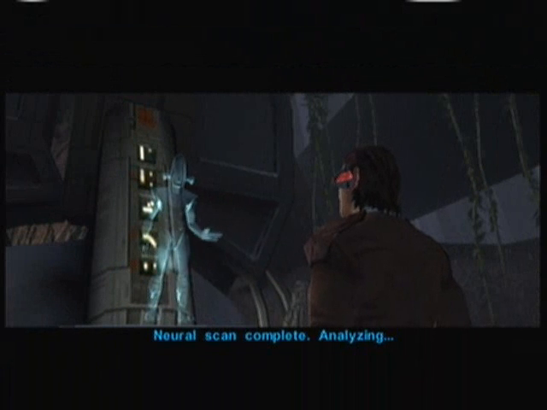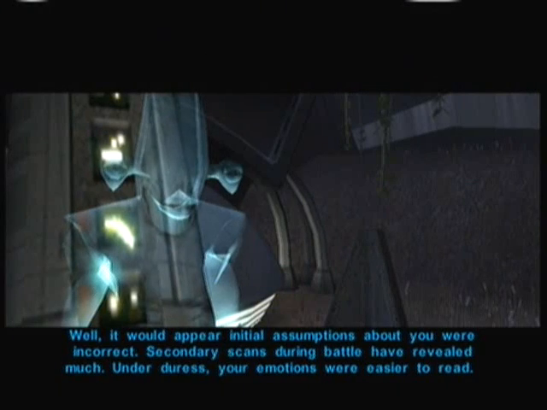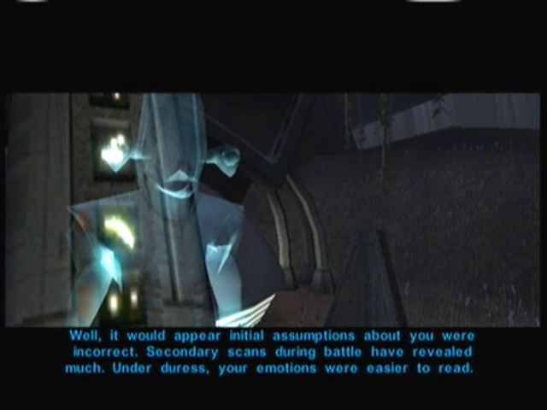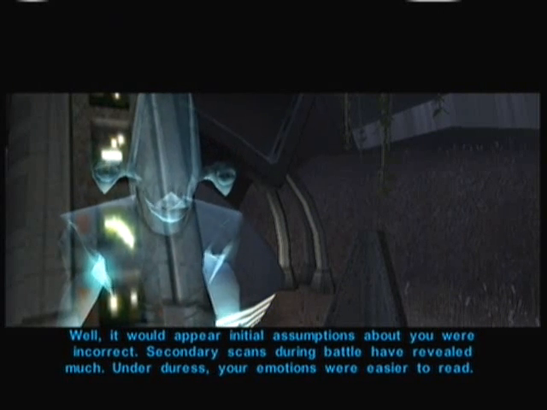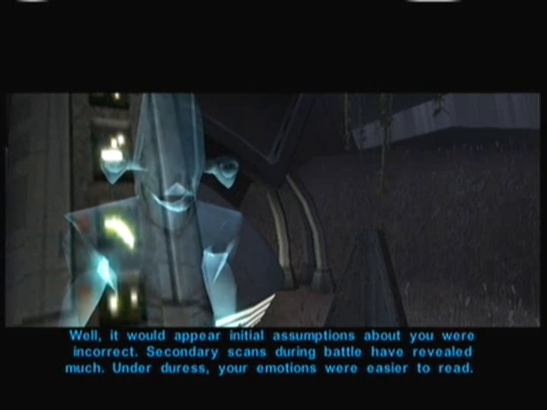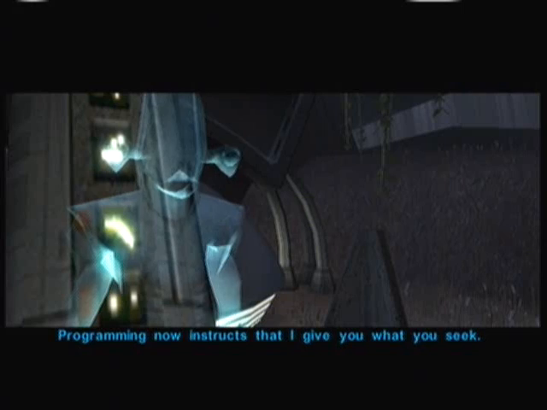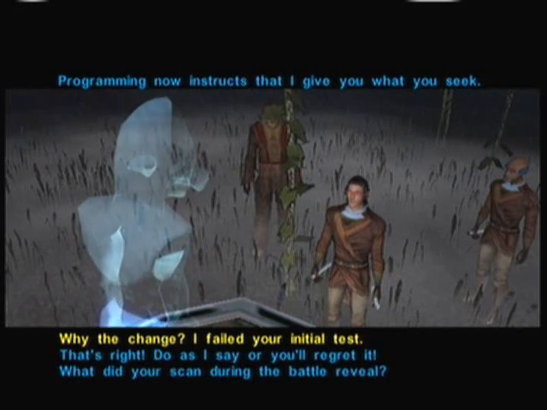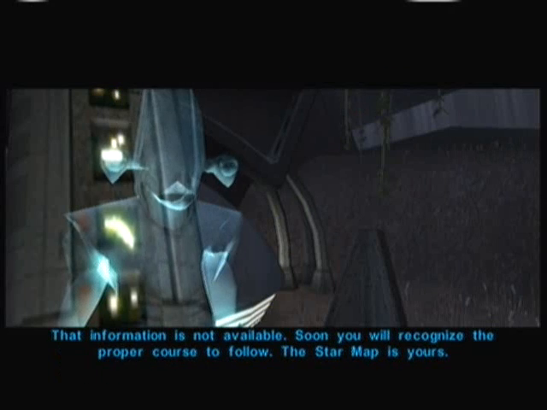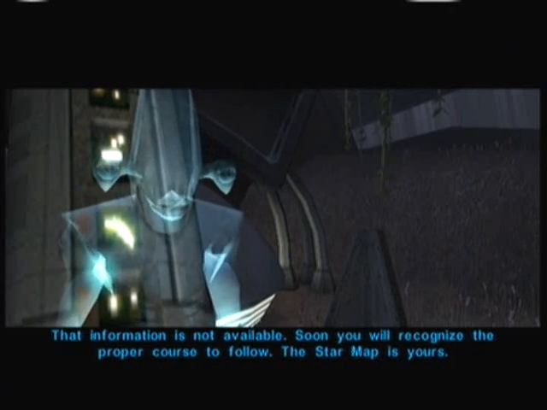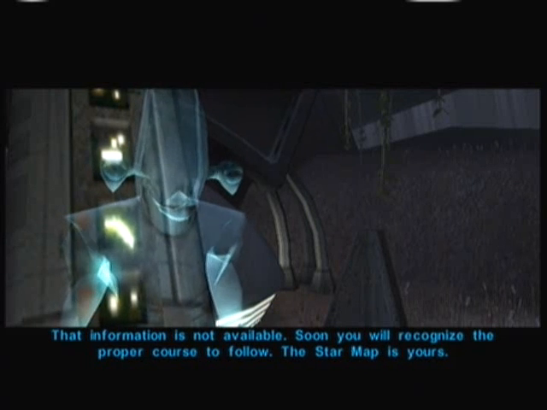Neural scan complete. Analyzing. Well, it would appear initial assumptions about you were incorrect. Secondary scans during battle have revealed much. Under duress, your emotions were easier to read. Programming now instructs that I give you what you seek. Why the change? I failed your initial test. That information is not available. Soon you will recognize the proper course to follow. The star map is yours.